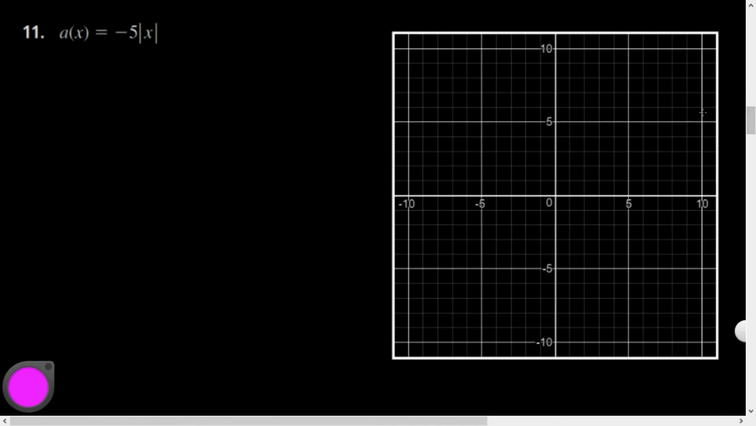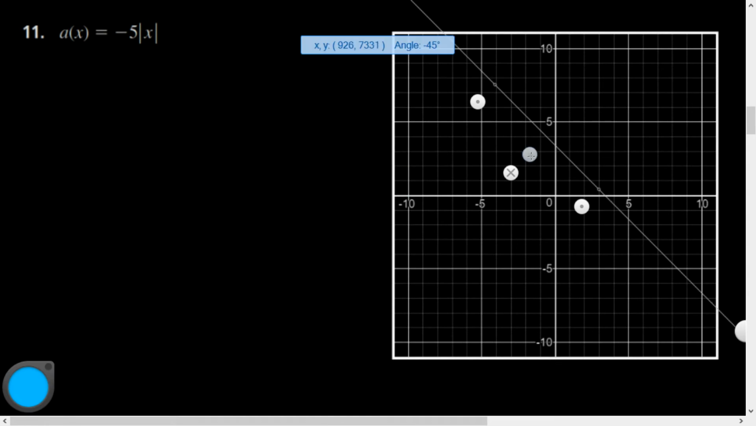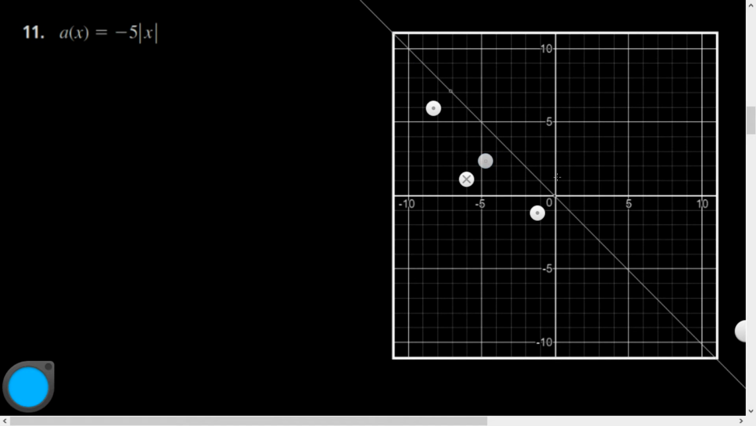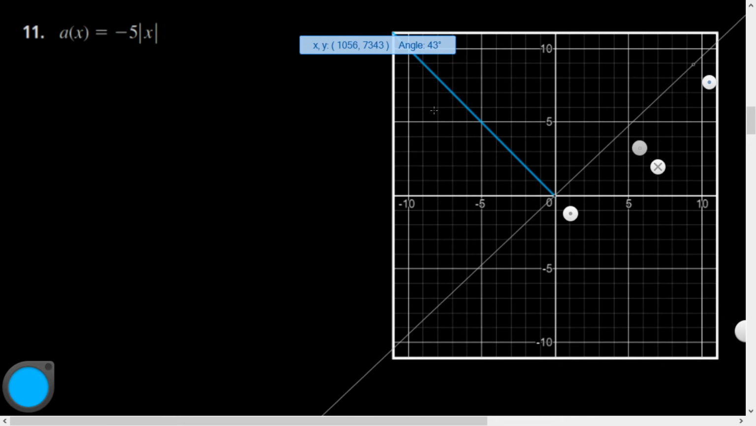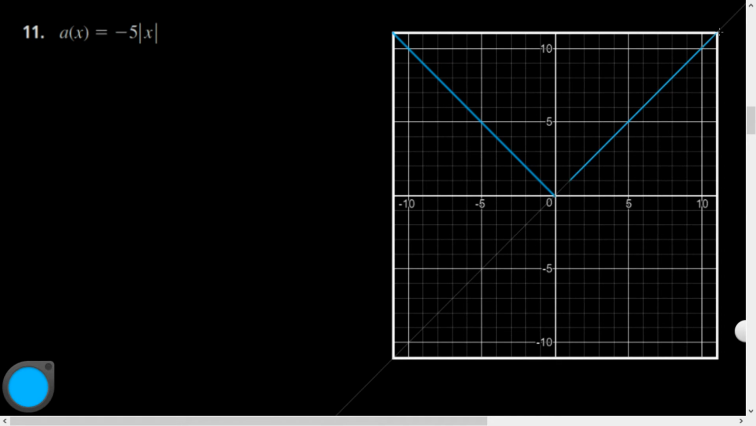Let's see. Now this is being multiplied on the outside. What's that going to do? It's actually got 2 things that happen to it. What are your thoughts? What's going to happen to the graph? So here's the parent function. It starts with a vertex at the origin, up 1 over 1, up 1 over 1.